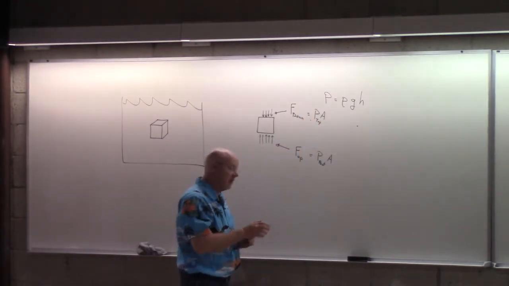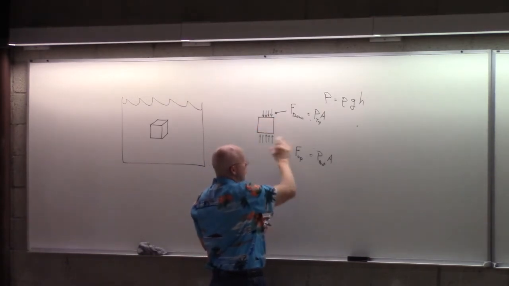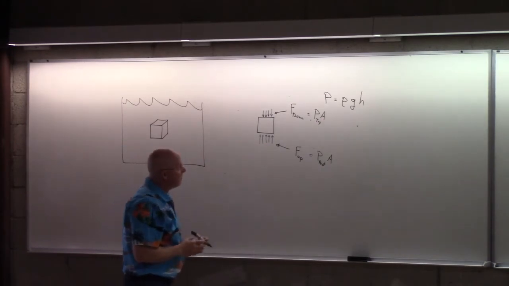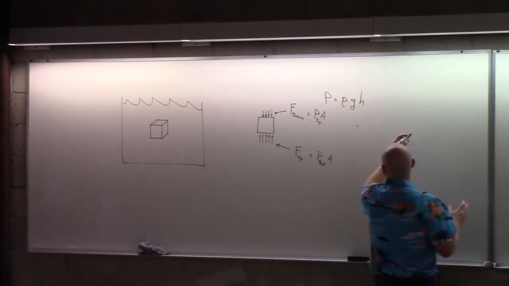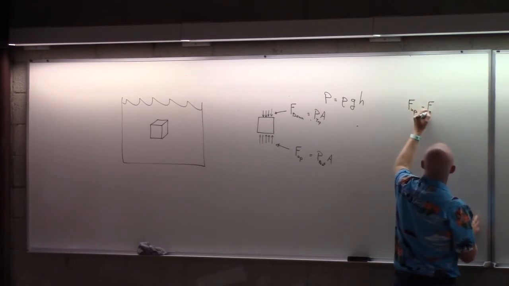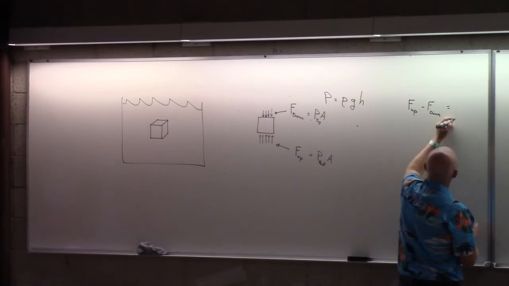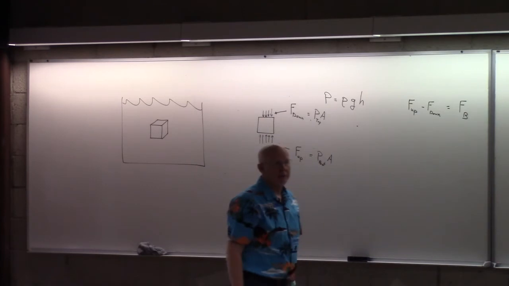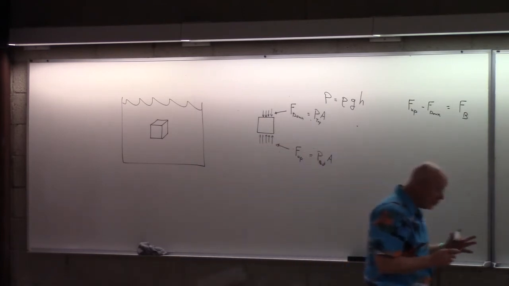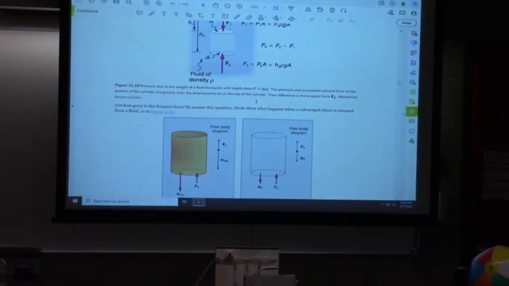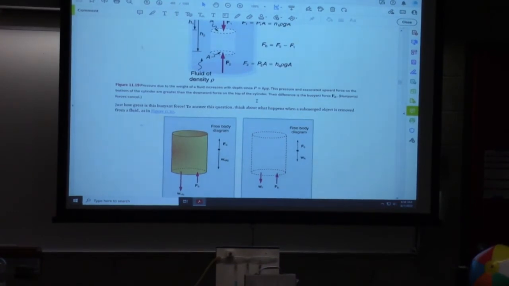I tried to make my calculation easy by saying it's a cube, so the areas are the same. But then I would say that if I were to take the force pushing up minus the force pushing down, the difference between those is, and there it is, the buoyant force. And so I'm trying to give you a reason for that buoyant force. Hopefully you see there was a buoyant force. Now hopefully you're seeing the reason why there's a buoyant force.